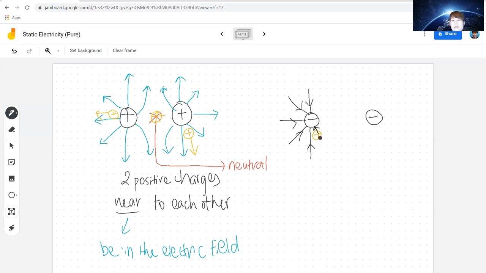And once again, right in the middle is where the neutral zone is. So your field lines will represent that. Okay, they curve away due to the like charges.